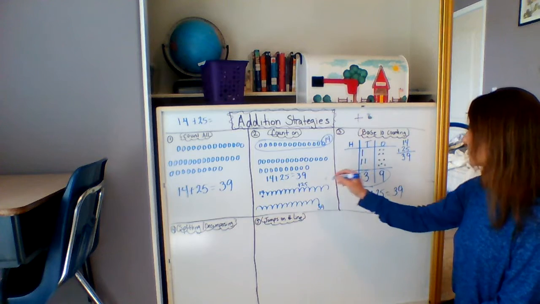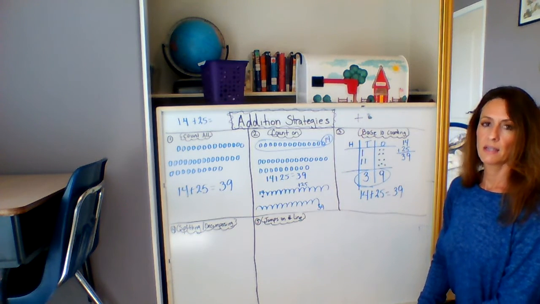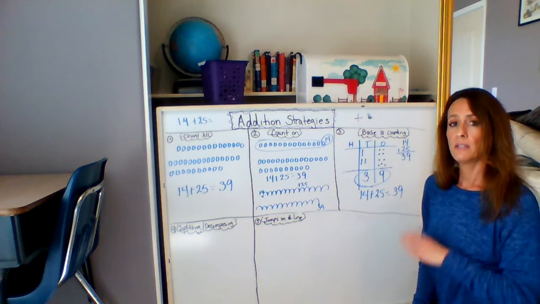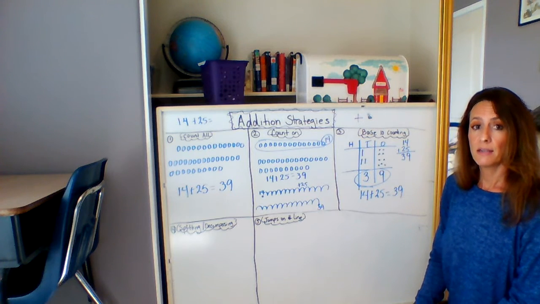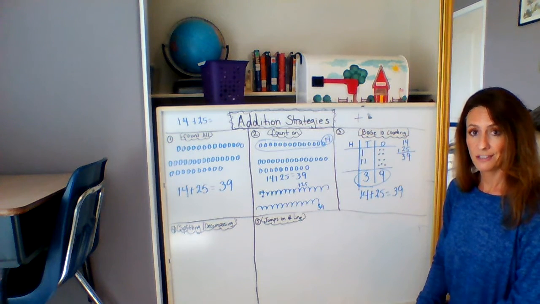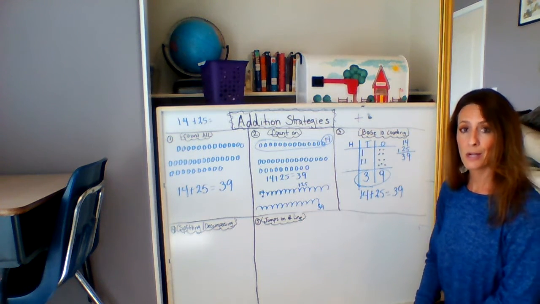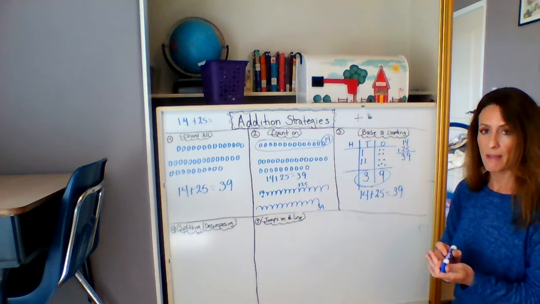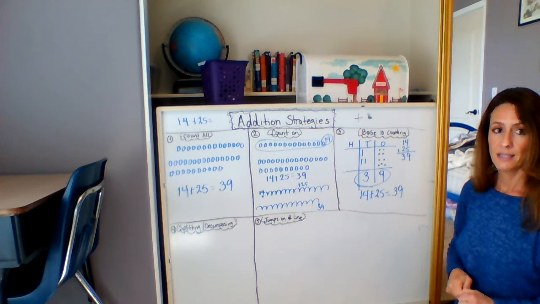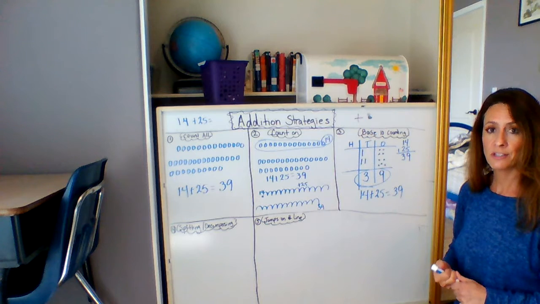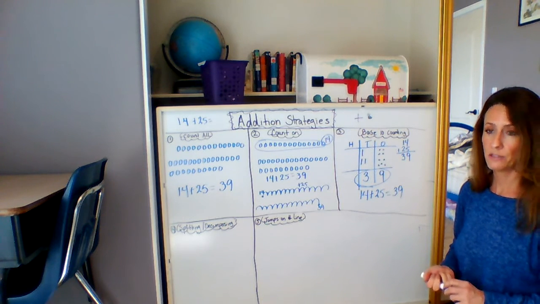You can see that our answers are never changing. So it doesn't really matter what strategy you're using as long as you're getting the correct answer, that you're accurate. Remember that talk about accuracy. Accuracy in math is very, very important. Doesn't matter how we're getting to our answer as long as we have that accurate answer.